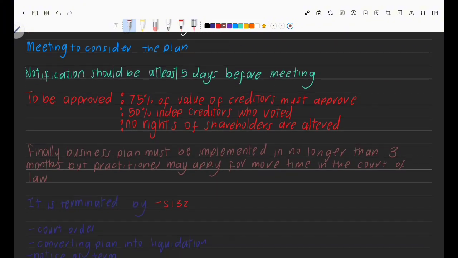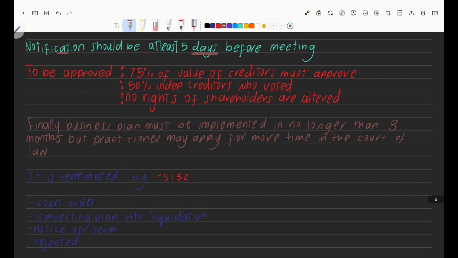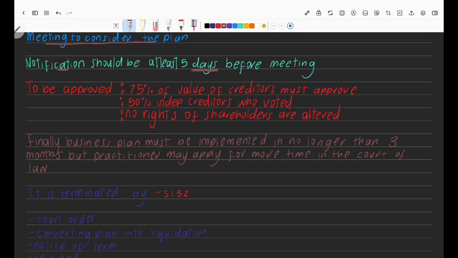And then the meeting to consider the plan, right? They have done the plan. Now we need to make sure that people agree with the plan. So they need to notify people of this meeting within 5 days, the meeting where they are going to decide whether to continue implementing this plan or to amend it, right?